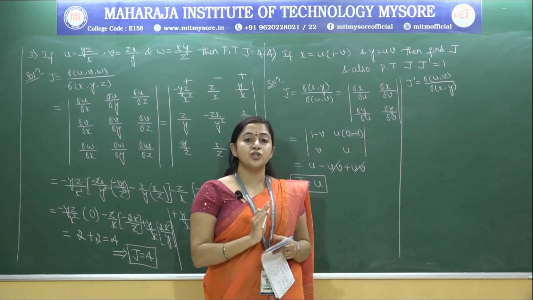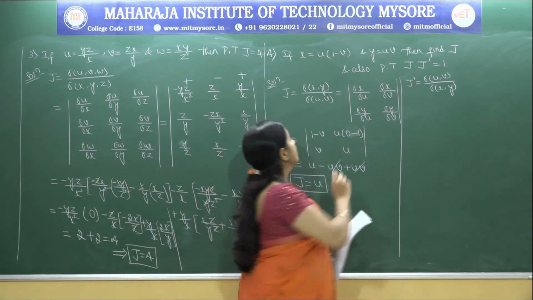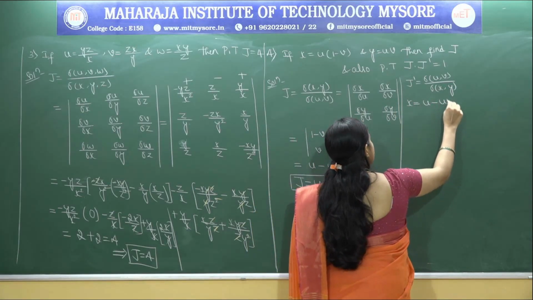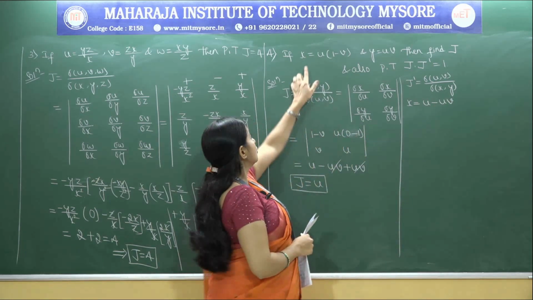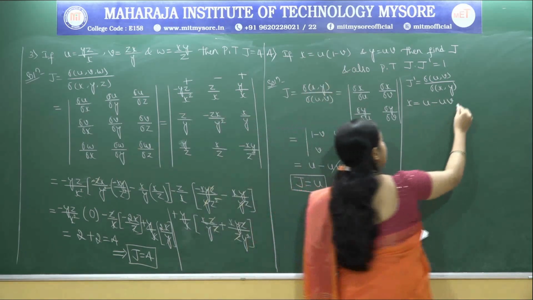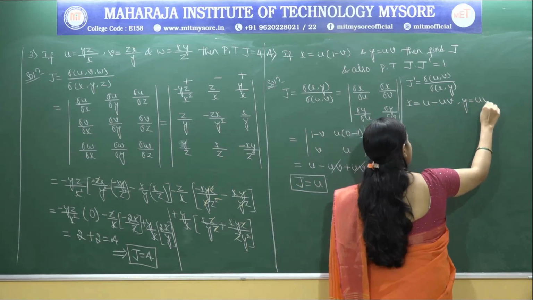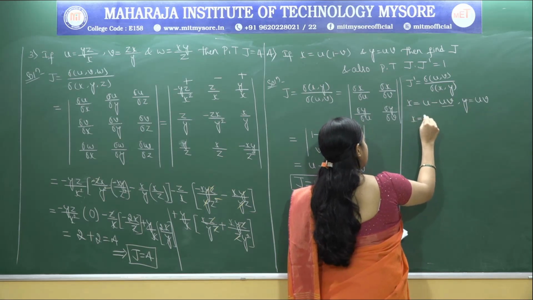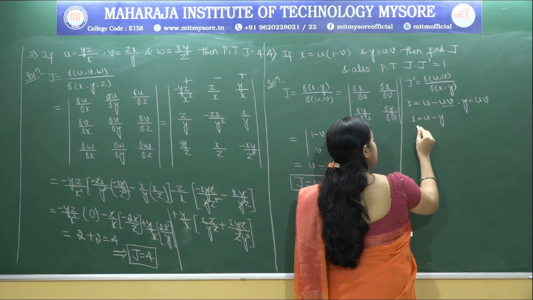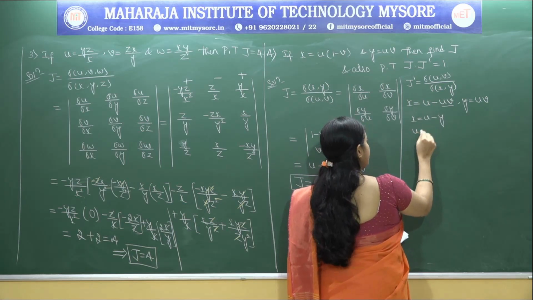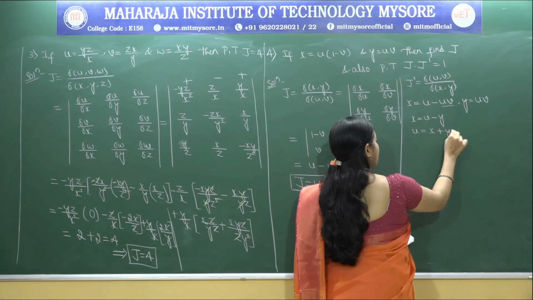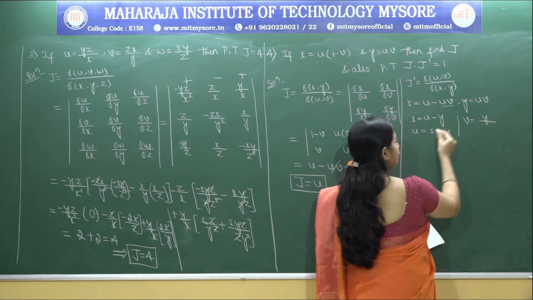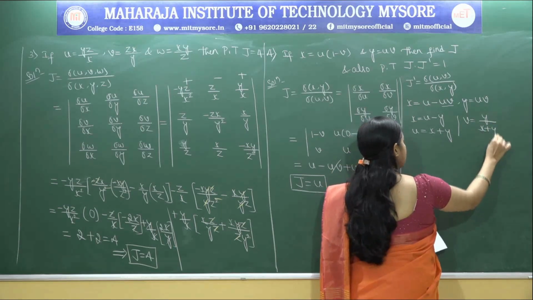That is, you have to express u, v in terms of x and y, but they have given x, y in terms of u, v. First you multiply: x equals u minus uv. So multiply u within a bracket. Next the given y equals u into v. Here you have the u into v, so substitute y: x equals u minus y. So you can write u equals x plus y and v equals y divided by u, already got x plus y, so v equals y divided by x plus y.